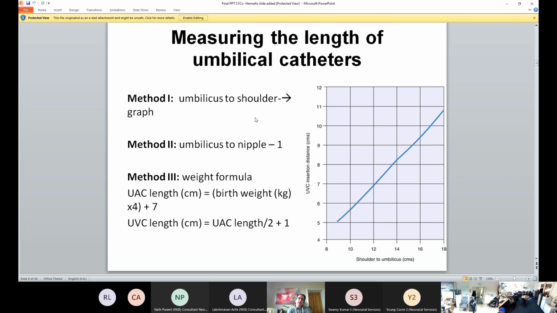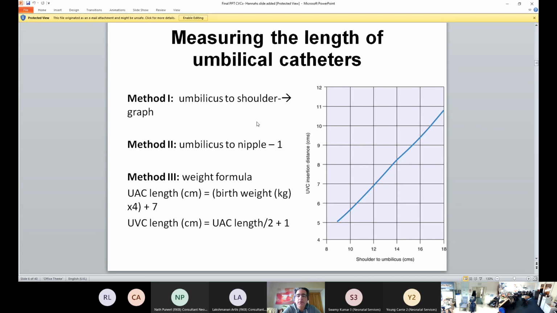However, there is something important here. Number one, most of these methods were based on the idea that you would want the tip of the UVC in the right atrium. Clinicians used to accept it in the right atrium in the past, but nowadays it's not safe to have the tip in the right atrium. So again, the X-ray verification is critically important for verification of the position.